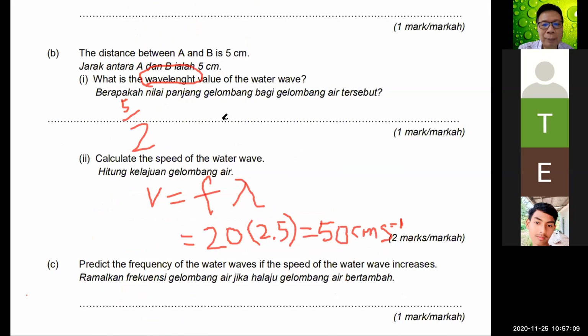Why does it increase? Because you see the formula v equals f lambda. When the speed increases, the frequency also will go up, because it's directly proportional. If the speed increases, the frequency also becomes higher.